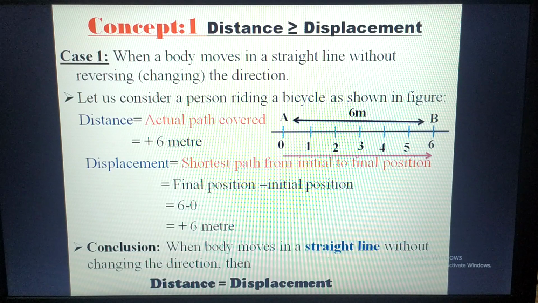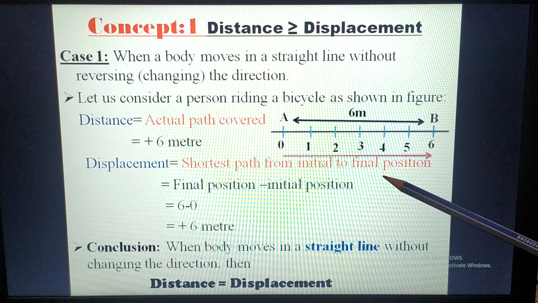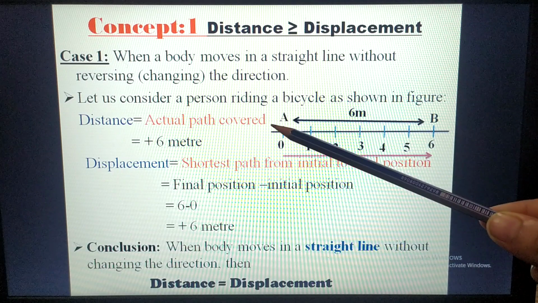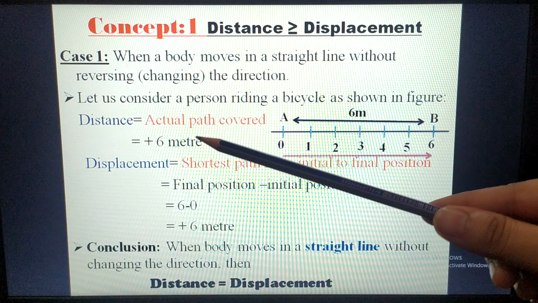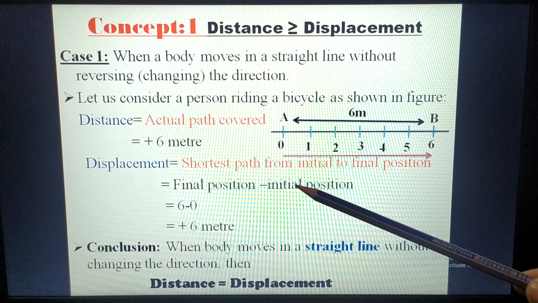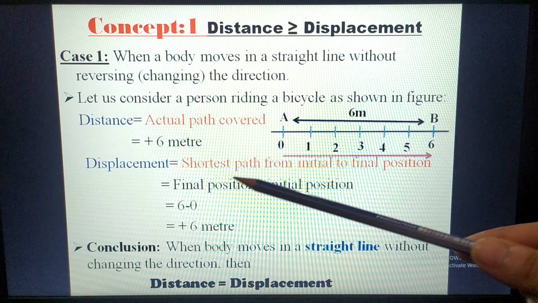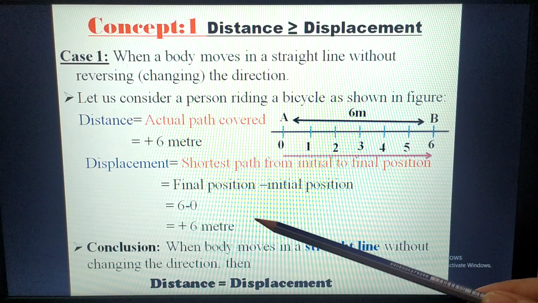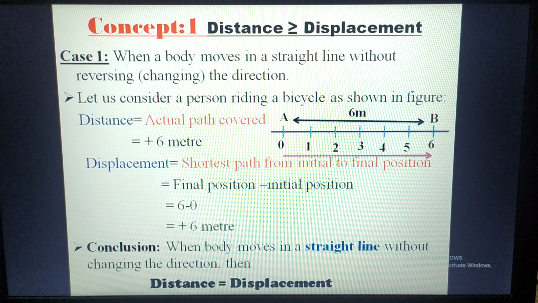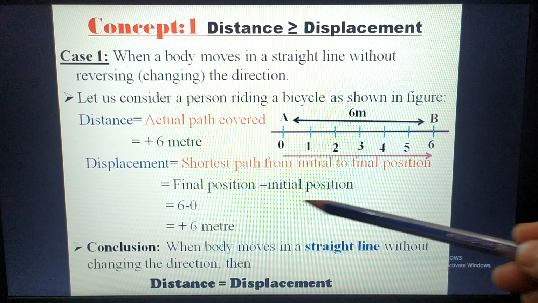And you know what displacement is? It is the shortest path from initial to final position. What is the initial position? That is A. The final position is B. So displacement is final position minus initial position. Final is 6 and initial is 0. So what is the displacement? 6 meter.